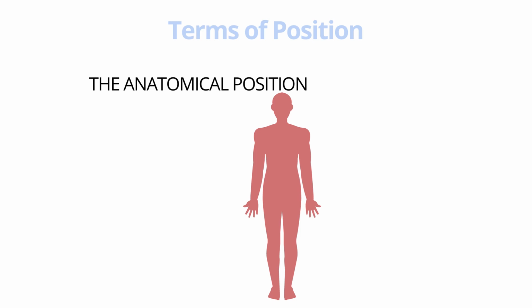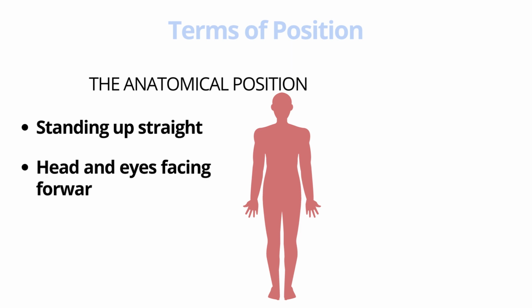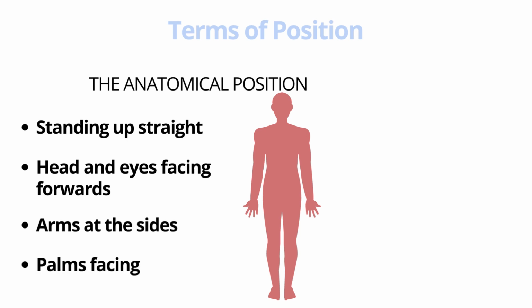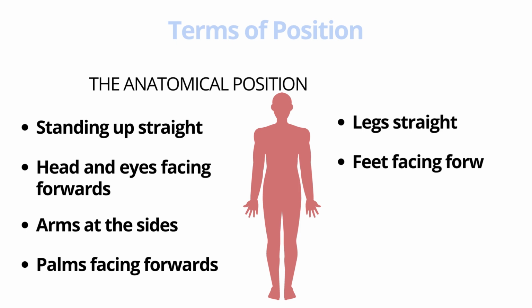The anatomical position is one whereupon the person is standing up straight, with their head and eyes pointed forwards, arms down by their sides, and the palms of the hands also facing forwards. Similarly, the lower limbs are close together, with the toes facing forwards as well. Henceforth, when describing anatomy, you do so with reference to this standardized anatomical position.